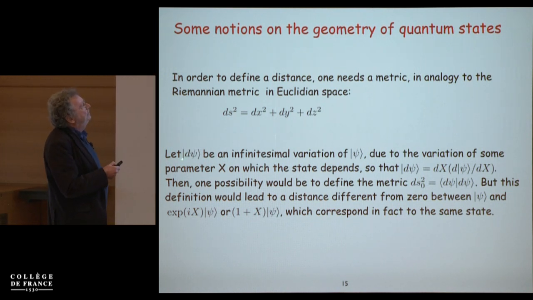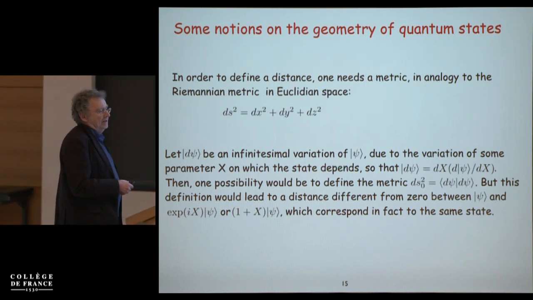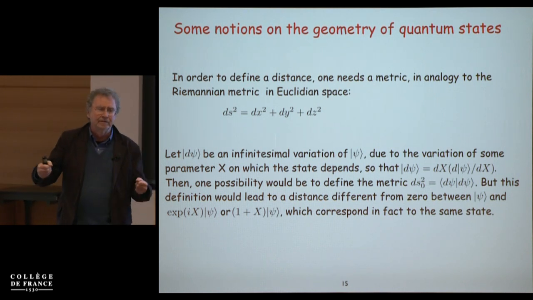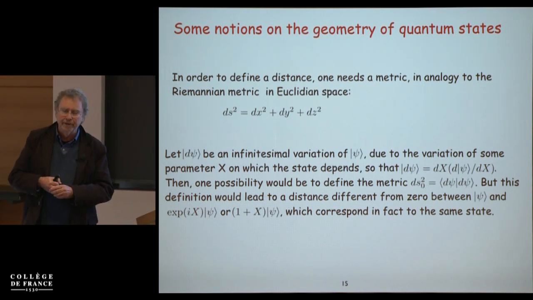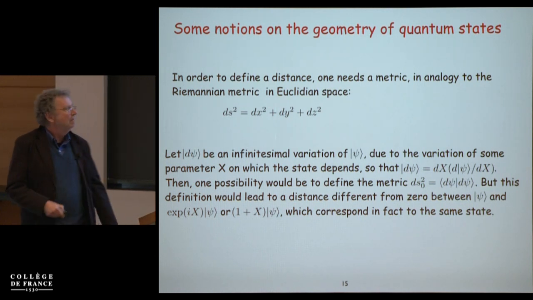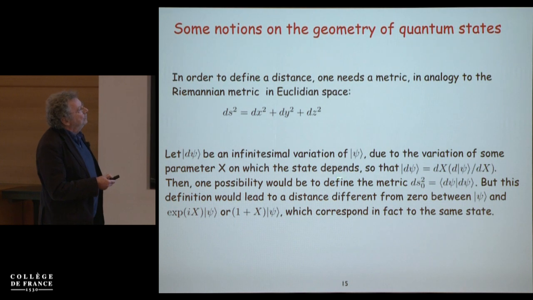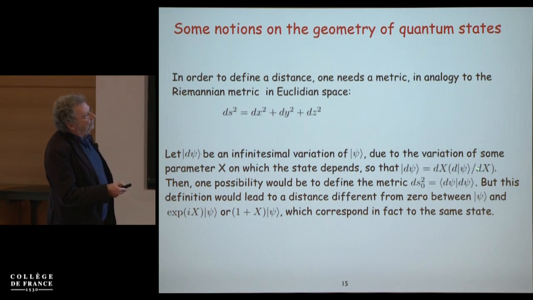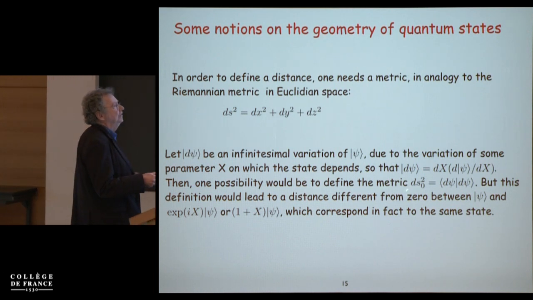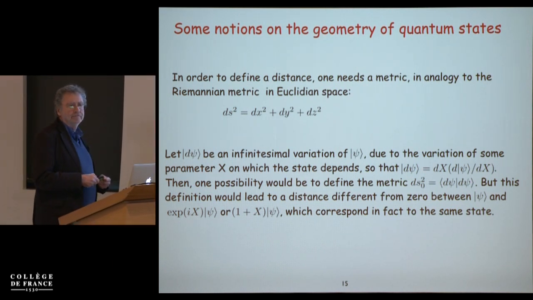Now, suppose d psi is an infinitesimal variation of some state psi, and that variation may come, for instance, because of the variation of some parameter, which the state psi depends on. That parameter might be time, for instance, if the state evolves. So we can write then that d psi is equal to this expression, the derivative of psi with respect to x times dx. So one possibility would be to define the metric as just the norm of d psi.